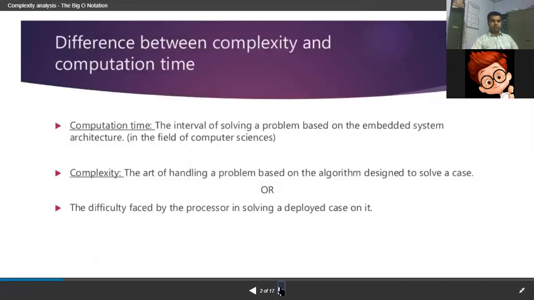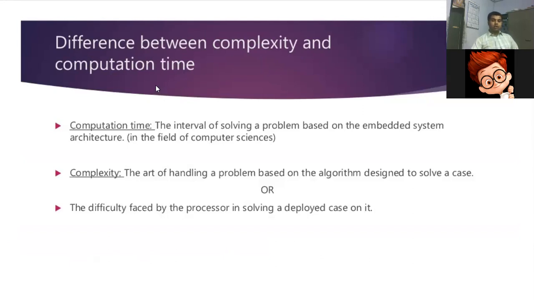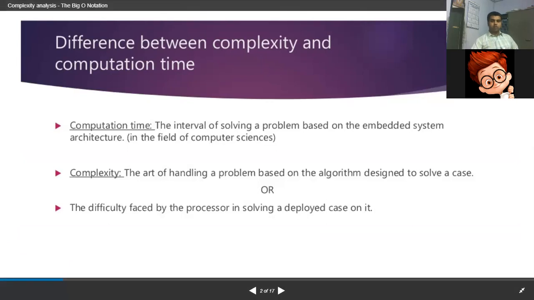But you have to understand there is a difference. What is this difference? One is the complexity and one is the computational time. What do you mean by computational time? The time required to compute an instruction, to process it and to obtain an output. This is what you call the computational part.